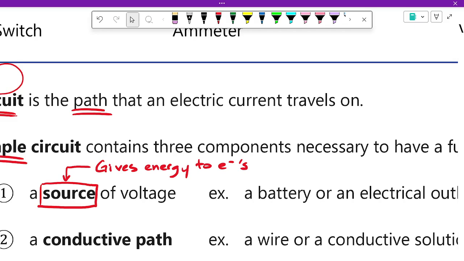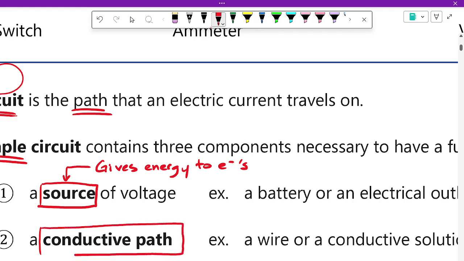You also need a conductive path. What kinds of things are good conductors? Metals. So usually this is a metal wire. Over here I've also got a conductive solution, but we haven't talked about that this year because we're running out of time, so it's okay.